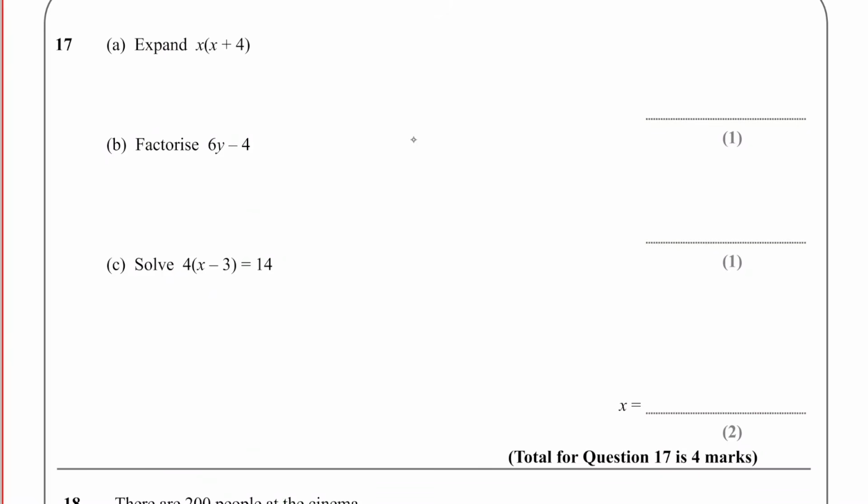Question 17, expand. So we're going to get rid of the brackets. And to do that, we're going to multiply the term outside by both of the terms inside the bracket. So x times x makes x squared, and x times 4 is 4x. It's positive, so I'm going to put a plus in the middle.